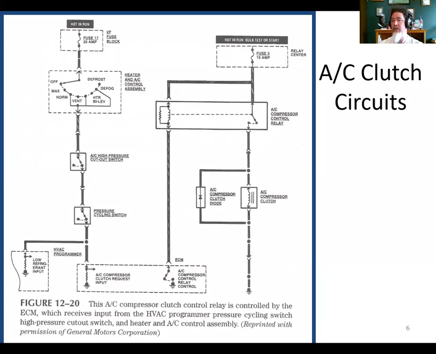So let's say, for example, I'm just looking at this circuit right here. Let's say that I come over here and I check this wire right here at my AC compressor clutch, and I got the relay jumpered, and there's 12 volts there, but the AC does not come on. Okay, so it does not come on. So it's like, okay, cool. I know what the problem is.